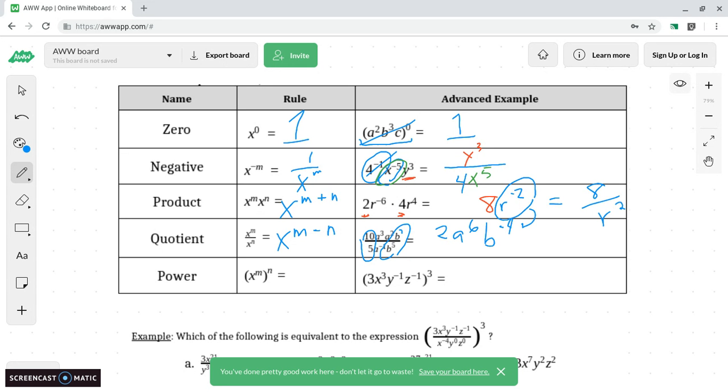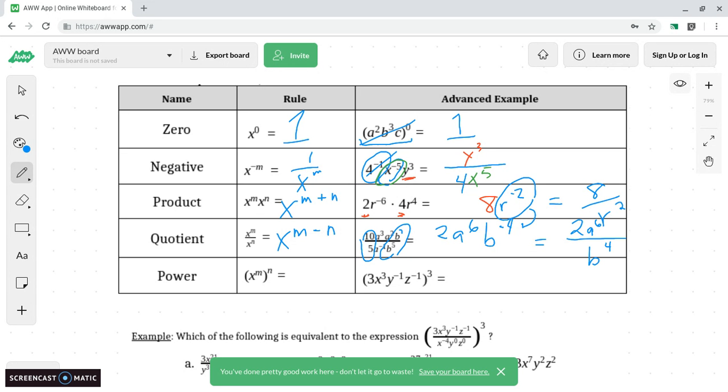Now looking at this, we do have a negative exponent, which we don't want. And so to fix it, we can move that to the denominator, but only the b with the exponent. So we keep the 2a to the 6th on the top, and we move b to the 4th into the denominator. And the 4 turns positive.